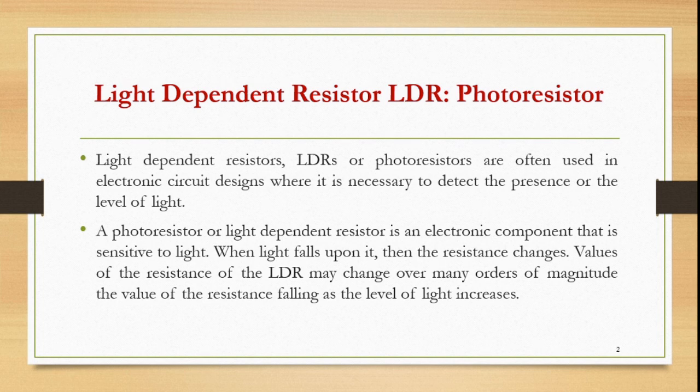These photoresistors, also called light detectors, are electronic components that are very sensitive to light. When light falls on it, the resistance changes. The value of the resistance of these LDRs may change over many orders of magnitude, the value of resistance falling as the level of light increases. If there is no light, the resistance is high.